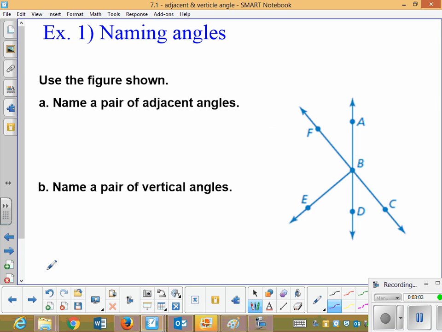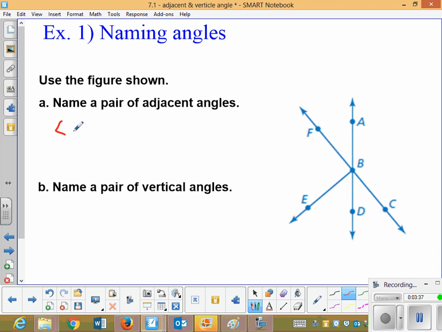All right, let's go ahead and start with our examples. I have 3 today. In our first example, we're going to be naming the angles. It says here, name a pair of adjacent angles. In the last slide, I mentioned to you that adjacent means next to. So which angles here will be next to each other? Now, when you name an angle, you name an angle using 3 points. You can't just name an angle with 1. You can't say B. B is just a point. So you have to name an angle with 3 points.